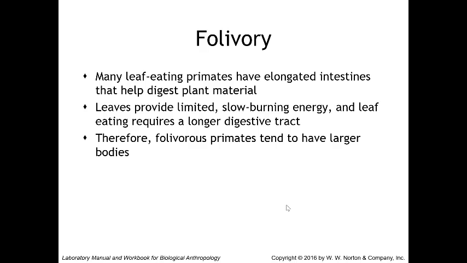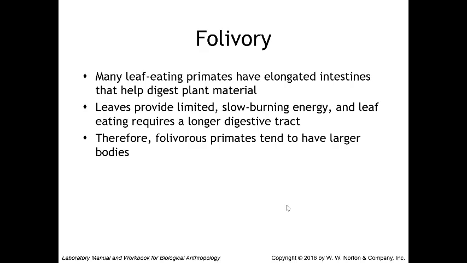So like our colobus monkey, right? It's an Old World monkey. They have special stomachs, similar to the cow stomach, that contain bacteria to help break down the leaves. So again, these are adaptations to help them digest that plant material, right?